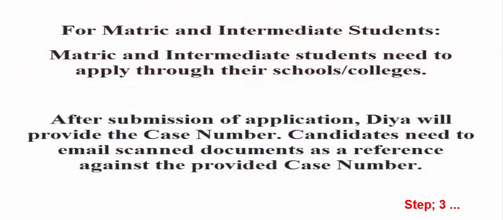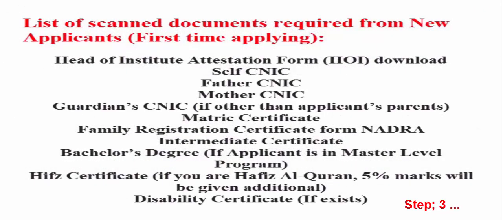First, matric and intermediate students need to apply through their school or college. After submission of the application in the online system, they will be provided a case number. The candidate needs to email scanned documents as a reference against the provided case number. These are the requirements for this scholarship: a list of scanned documents required from new applicants applying for the first time. Please explain if any document mentioned below you can't provide. If you don't have any document, you can explain to the Diya Pak Scholarship Foundation.